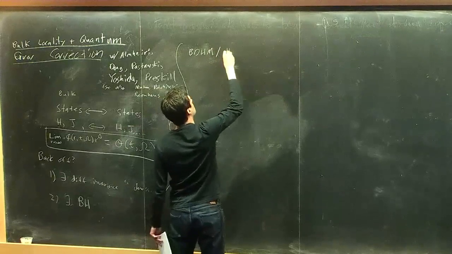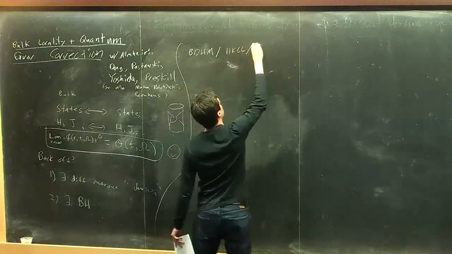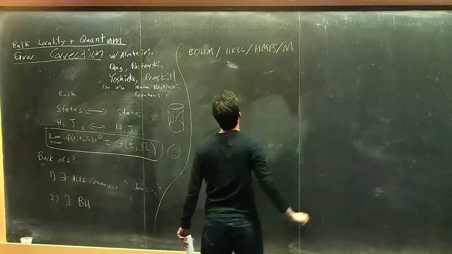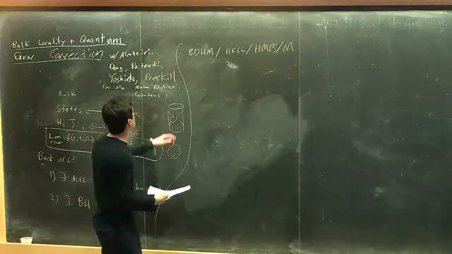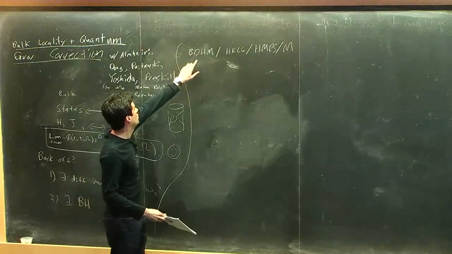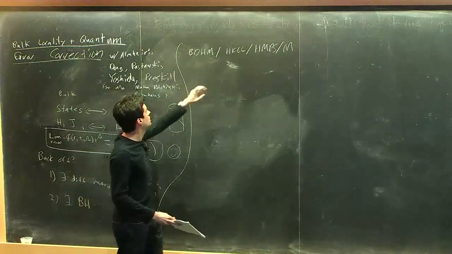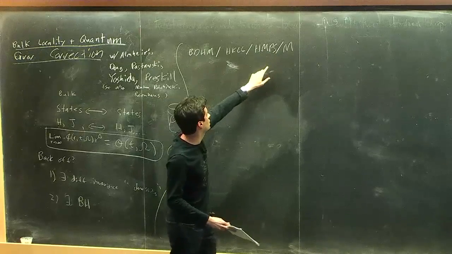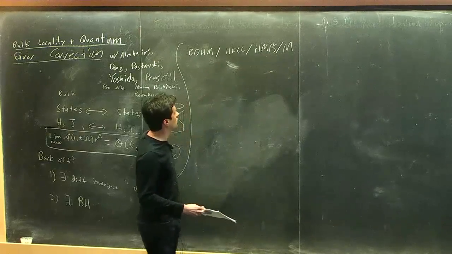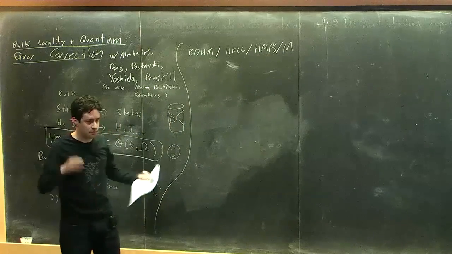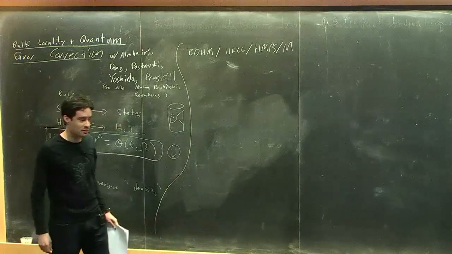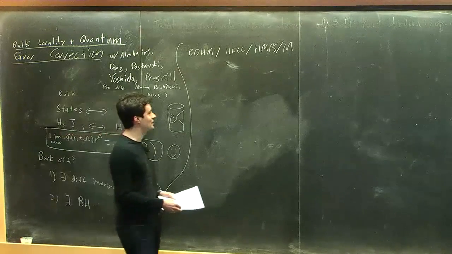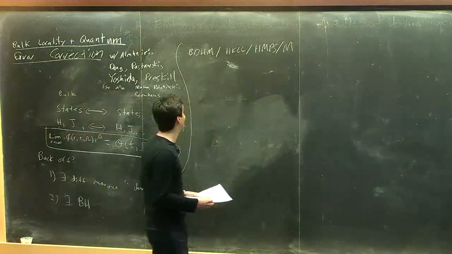Let's see, HKLL, HMPS, and I'll include M here too. So this is Banks, Douglas, Horowitz, and Martinek. This is Hamilton, Kabat, Lifschytz, and Lowe. This is Heemskerk, Marolf, Polchinski, and Sully, and this is Ian Morrison. And so some order one fraction of those people are sitting in the audience. They can chime up if I misrepresent their work.